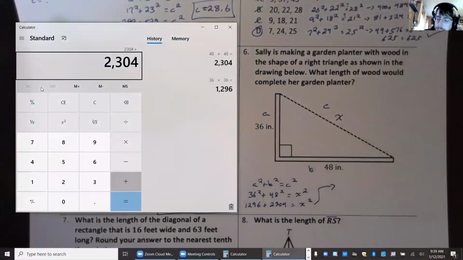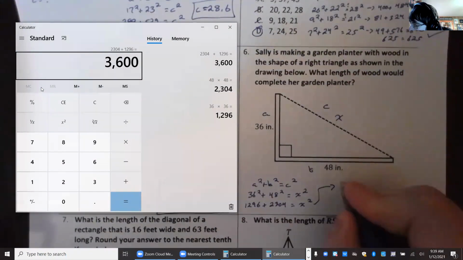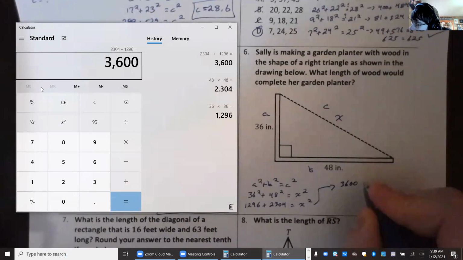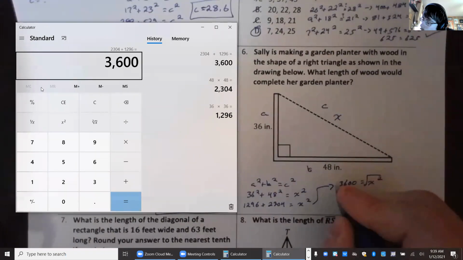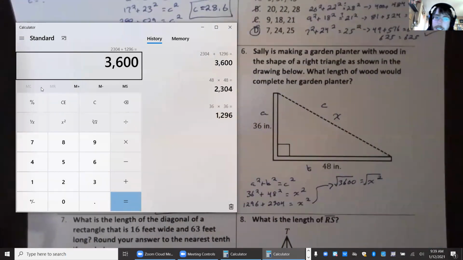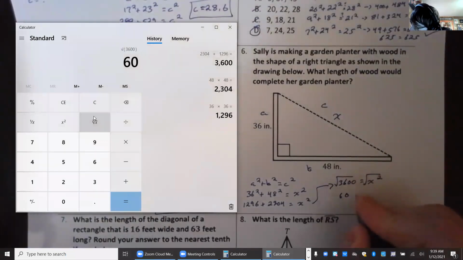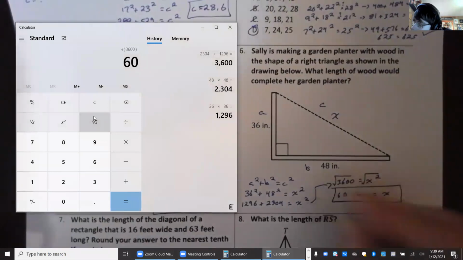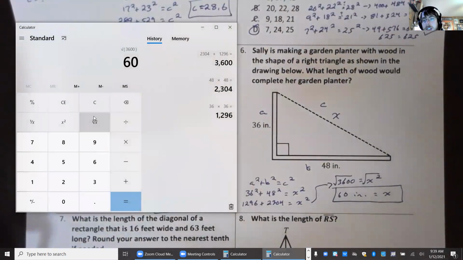Combine 1296 and 2304, and we get 3600 is equal to X squared. Square root both sides to get rid of the squared. And when we square root 3600, we end up with 60 inches is equal to X. So she would need a piece of wood that would be 60 inches long to complete the planner as it's shown there.